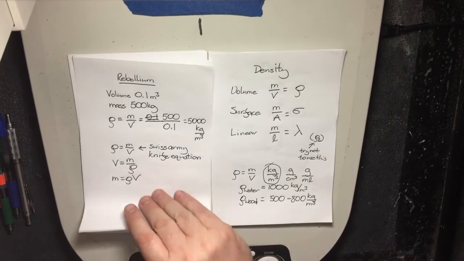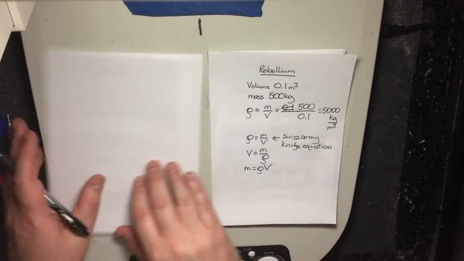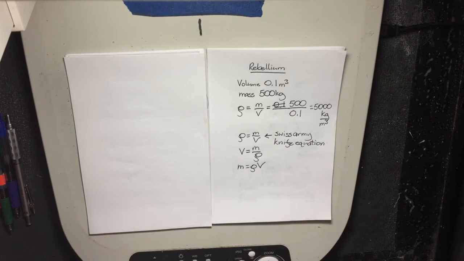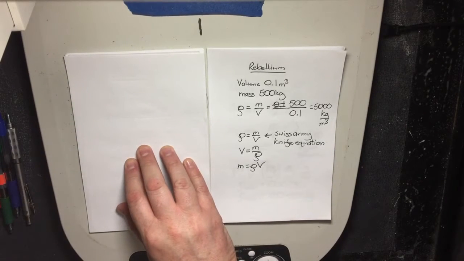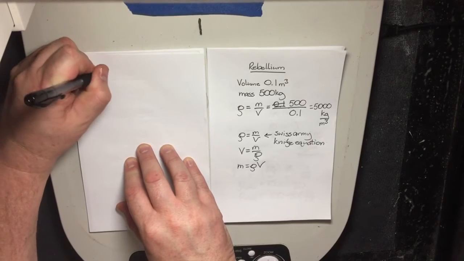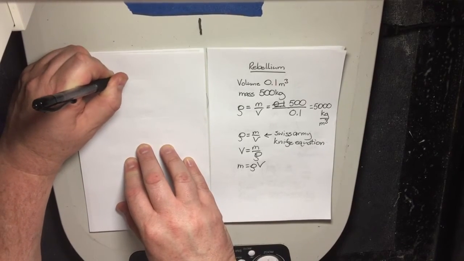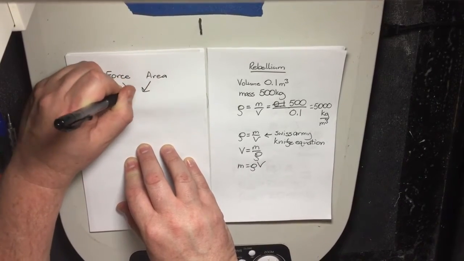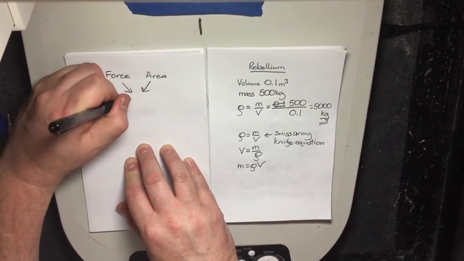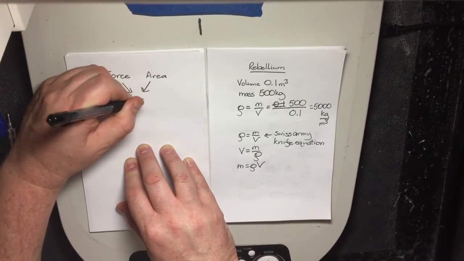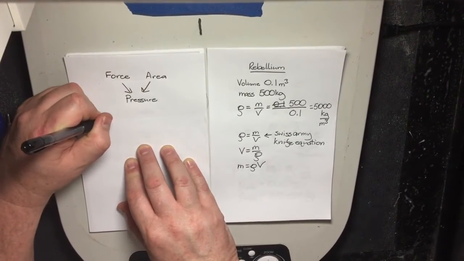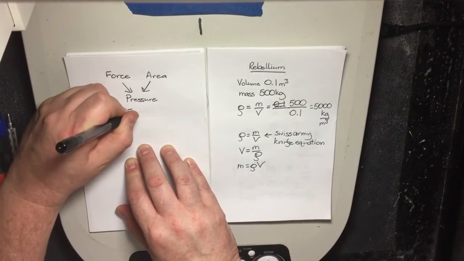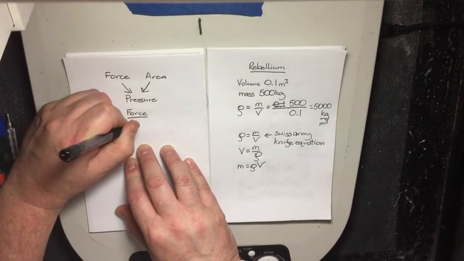Okay. So that's the introduction to density, and we need it because we're going to have to deal with the density of fluids, solids, all sorts of stuff. And if we take force and mix it with area, we get pressure. In fact, pressure is force over area.